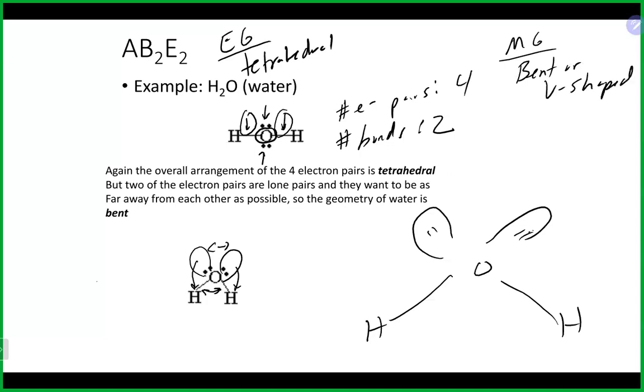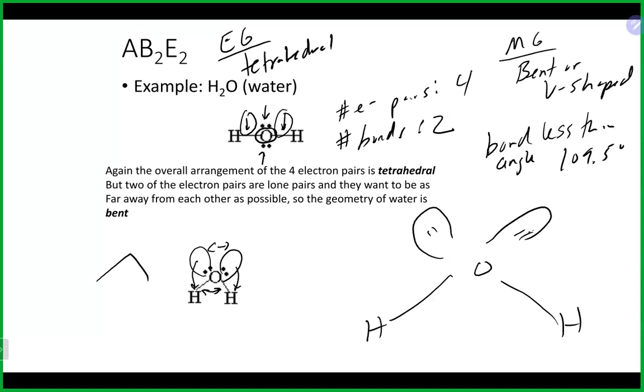And what happens is that we get a molecular geometry known as bent or V-shaped, which is why water all the time is drawn like this, right? So like a V upside down. The bond angle here is less than 109.5. For something like water, it's like 104, actually, something in that ballpark.